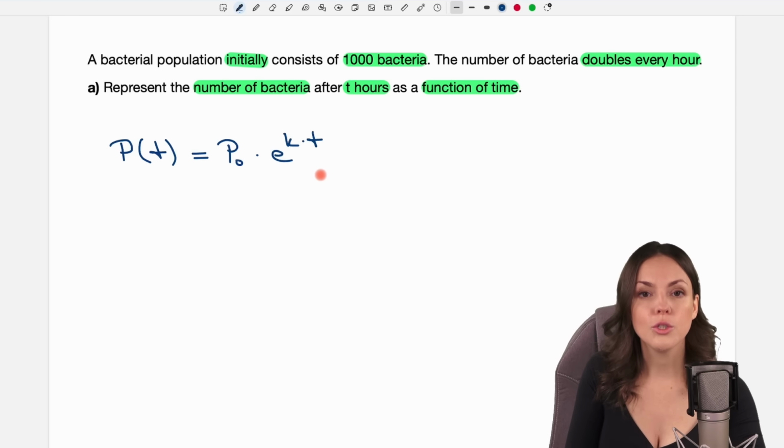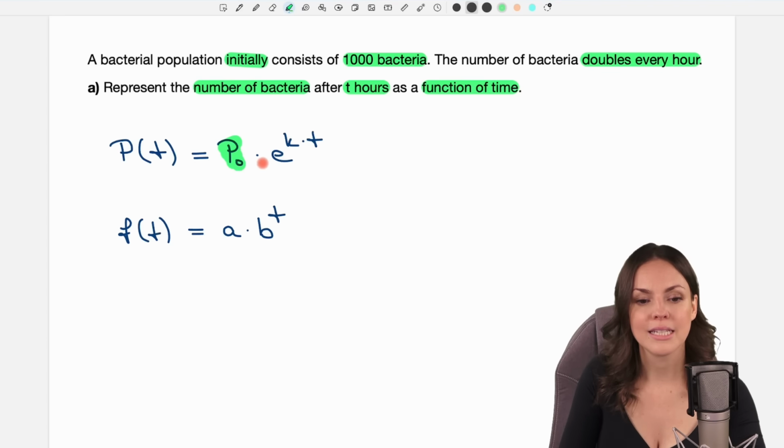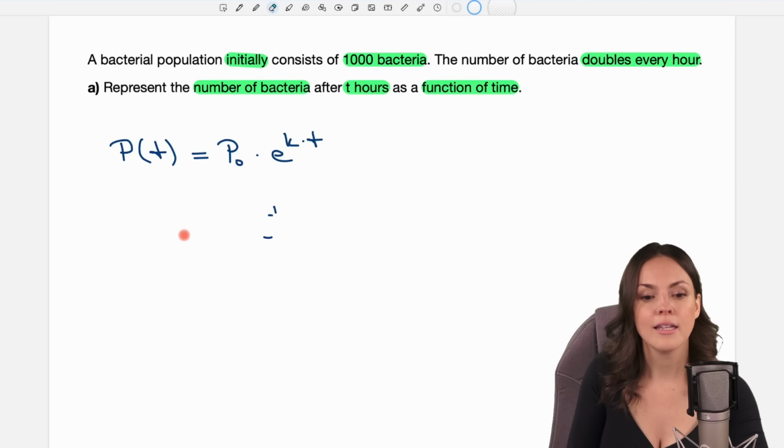The formula you're using could look different. Maybe you're using different letters, so maybe it looks like f of t equals a times b to the power of t, or even completely different, but it should have this structure where you have something times an exponential expression. So no matter how your formula looks, it should have this structure. Let's take a look at the individual elements here, what they mean.